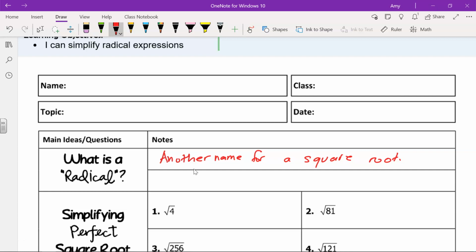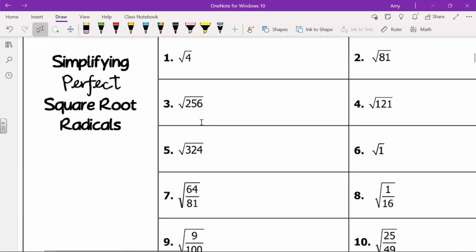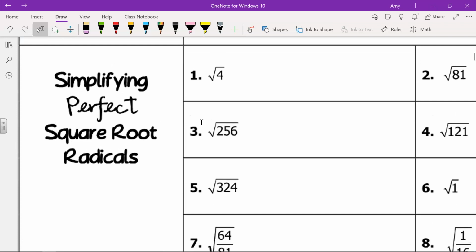So for example, if I gave you this symbol, you could say radical 4, or you could say the square root of 4. Either of those would work. So we're talking about taking square roots. We're looking for what number times itself would give us the value inside of our radical, which we call the radicand. So in this case, what number times itself gives us 4? That would be 2.